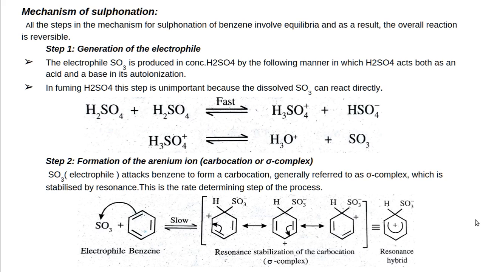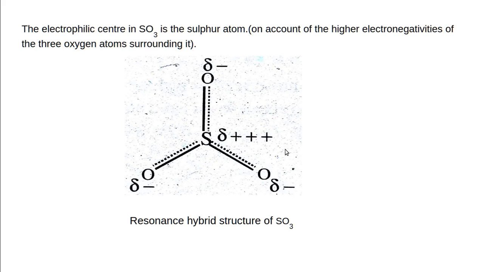Now let us know about the electrophilicity of SO3. The electrophilic center in SO3 is the sulfur atom on account of the higher electronegativities of the 3 oxygen atoms surrounding it. How does the SO3 molecule become an electrophile? In SO3 there are 3 electronegative oxygen atoms. Because of their high electronegativity, there is charge separation. That means it becomes highly electron deficient.